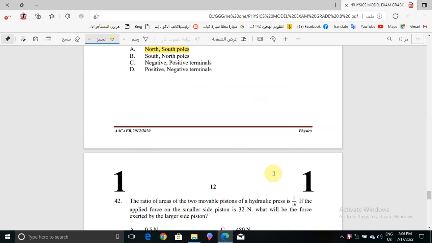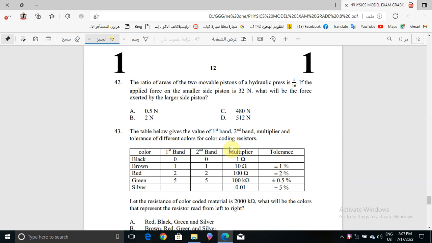Now let's go for question number 42. It says here, the ratio of areas of the two movable positions of a hydraulic press is 1/6. If the applied force on the smaller side piston is 32 Newton, what will be the force exerted by the larger side piston? Here we have 16 and we have 32, times 16 by 32, you will get 512 Newton, which will be the correct answer.